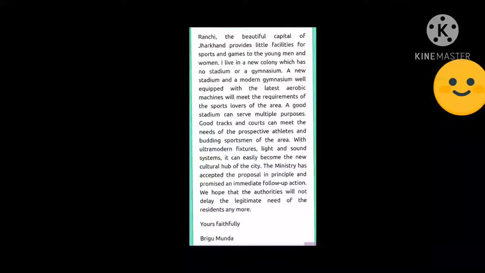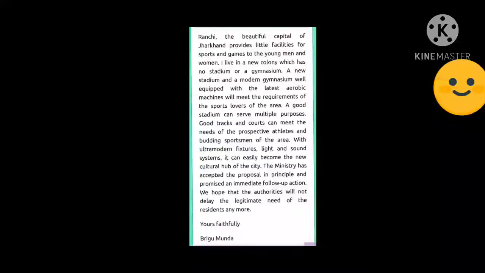Second para. Ranchi, the beautiful capital of Jharkhand, is given in the value points, so you can include that. It provides little facilities for sports and games to the young men and women. I live in a new colony which has no stadium or gymnasium. A new stadium and a modern gymnasium well equipped with the latest aerobic machines will meet the requirement of the sports lovers of the area.